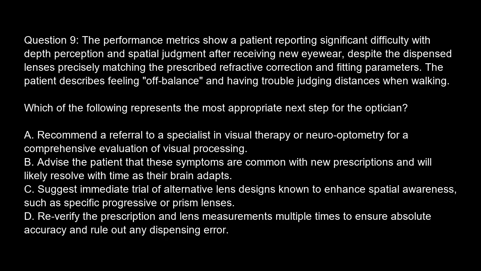Option A. Recommend a referral to a specialist in visual therapy or neurooptometry for a comprehensive evaluation of visual processing. Option B. Advise the patient that these symptoms are common with new prescriptions and will likely resolve with time as their brain adapts. Option C. Suggest immediate trial of alternative lens designs known to enhance spatial awareness, such as specific progressive or prism lenses. Option D. Re-verify the prescription and lens measurements multiple times to ensure absolute accuracy and rule out any dispensing error.